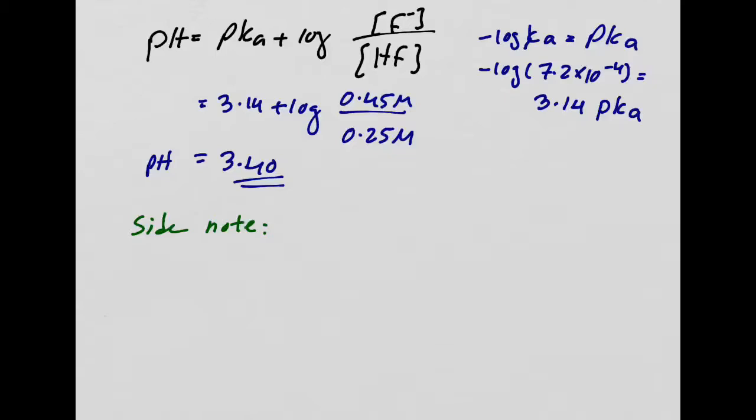Now, is this a good buffer or a bad buffer? Again, just because you have a buffer doesn't mean you have a good buffer. I mentioned this briefly before, but I want to mention it again. To have the best buffer, you want a 1-to-1 ratio of the acid and base. So you want a 1-to-1 ratio of hydrofluoric acid to fluoride ion concentration. Is this a 1-to-1 ratio here? Not really. This is 0.25, this is 0.45. Not the best, but still a buffer. So again, the best buffer is a 1-to-1 ratio.